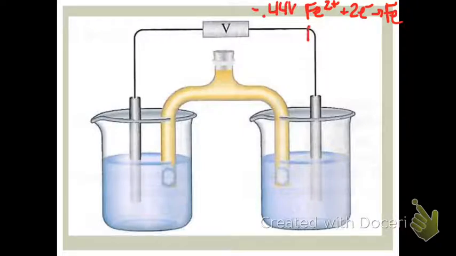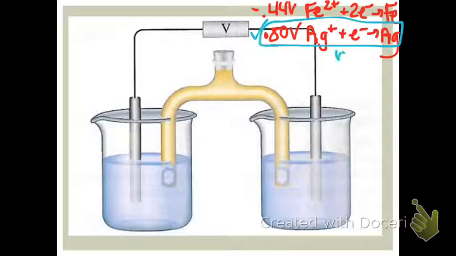Then the silver plus E minus makes Ag. On the list, the silver plus has a potential of 0.80 volts. When I look at these two potentials, I immediately know which one is which. Remember that they're all written as reduction potentials. So the one that's more positive, which in this case is the second one, is going to be my reduction. What does that mean? I have to take the other one and flip it to make it my oxidation.